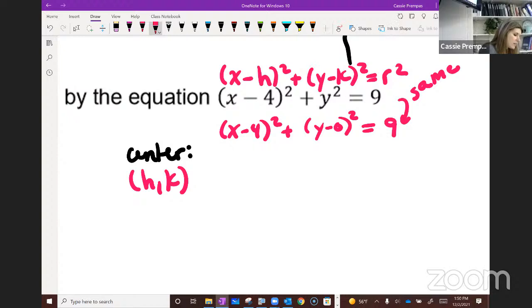So after we write this in this way, see if on your own you can identify h and k. Things to keep in mind, h is what's being subtracted from x, and k is what's being subtracted from y.